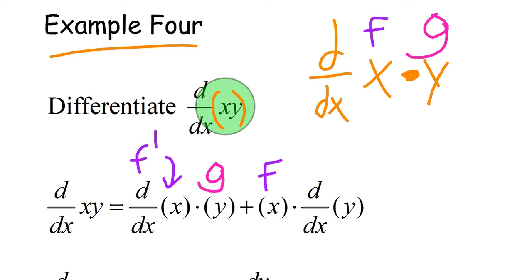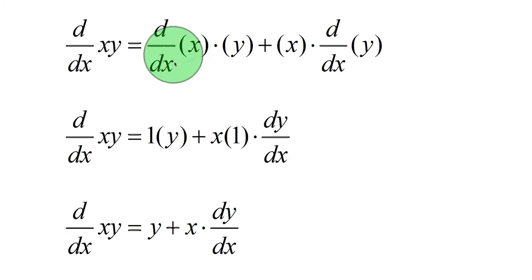G prime, however, when we take the derivative of y with respect to x, is going to be actually what? 1 times dy/dx. So I just kind of broke it down there for you so you can see exactly what's going on here. Okay, so this will simplify to, here's your f prime, which is 1, here's your g, y, plus f, x, times g prime. The derivative d/dx of y would be 1 times dy/dx, right?